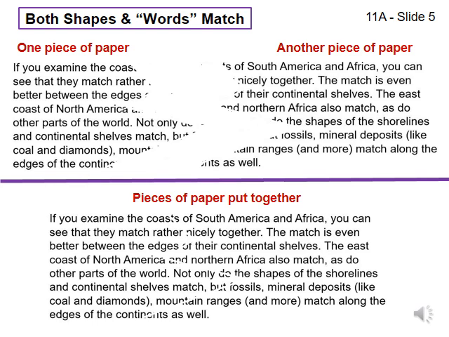This is like what scientists see when they examine observations from the continents. The edges of the pieces of paper are like the edges of the continents and continental shelves that fit together. The words are the fossils, mineral deposits, mountain ranges, and more that match along the edges of the continents.